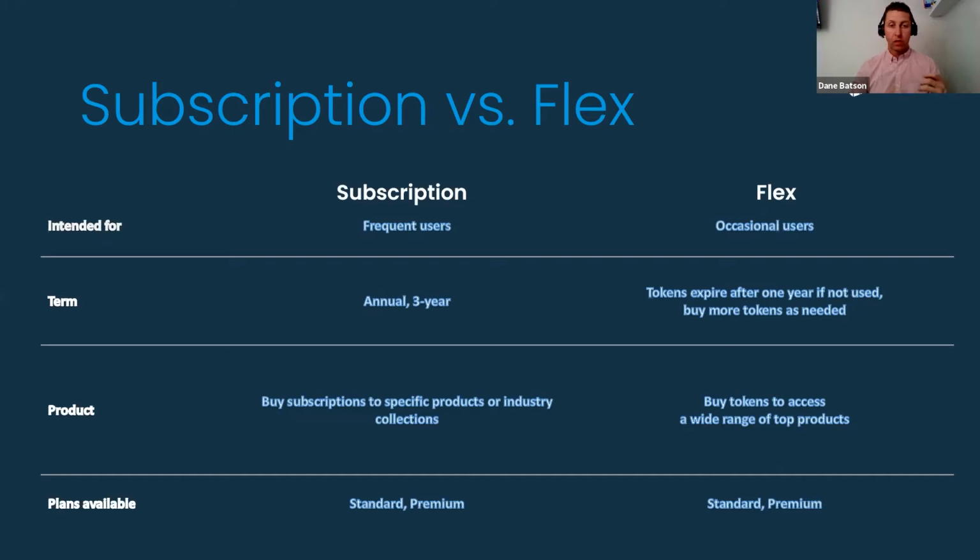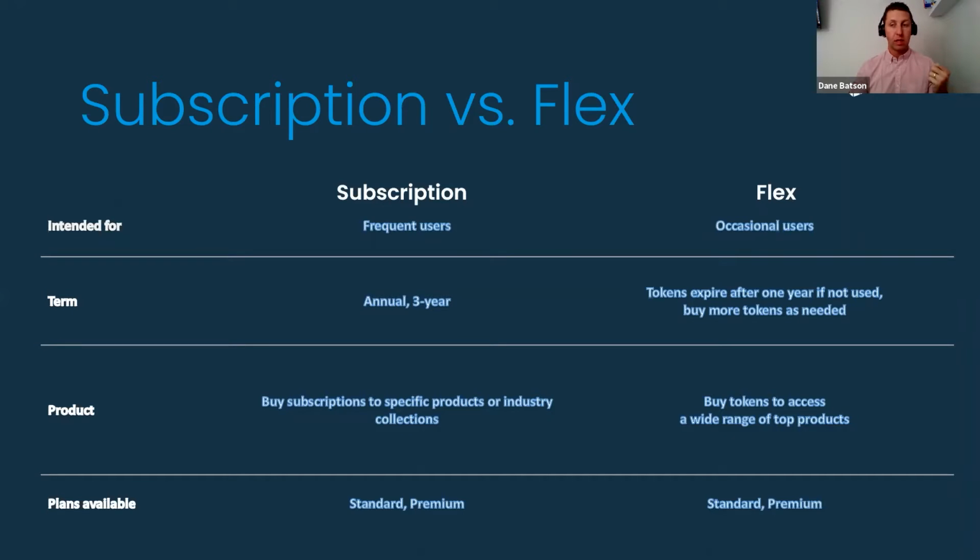Products, obviously, for a subscription, you can buy them to specific products or the collection. Flex, you can buy tokens to a specific software product to access a wide range there. The plans are the same. There's a standard plan and the premium plan. The premium plan obviously is available for 50 seats plus, and the premium feature obviously offers a little bit more reporting and usage features than standard.